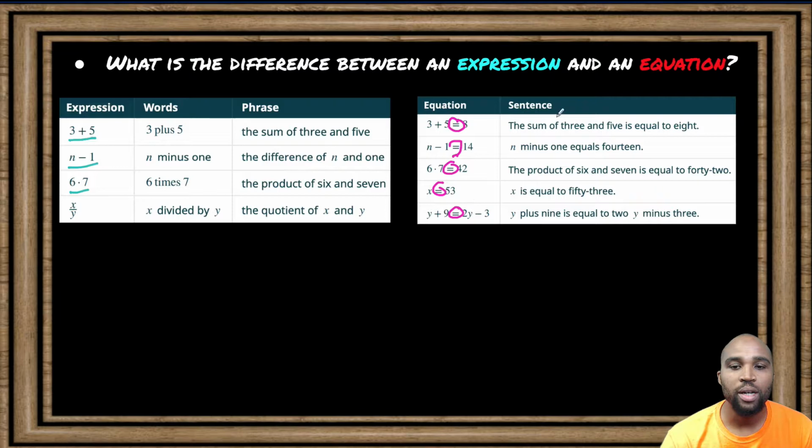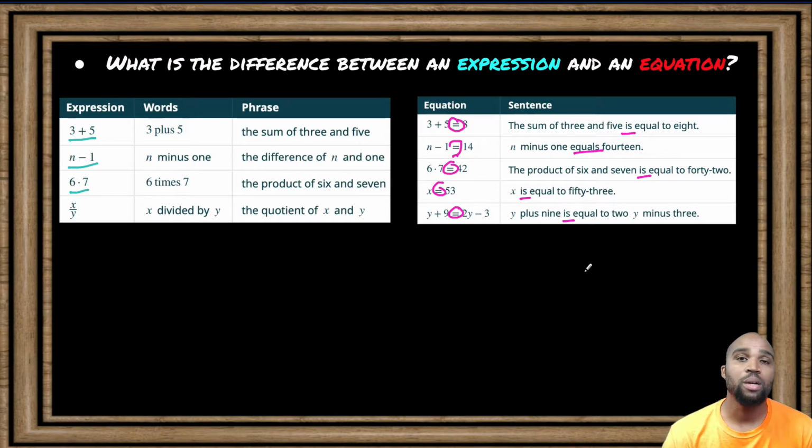And if you were looking at a sentence, guess what it does have? It has a verb. So it has this is equal, it equals, the product of 6 and 7 is, x is, y plus 9 is equal. So it has that part of the sentence that's giving you the verb part as well. So it's a complete sentence having a subject and a verb. So that's the main difference between an expression and an equation.